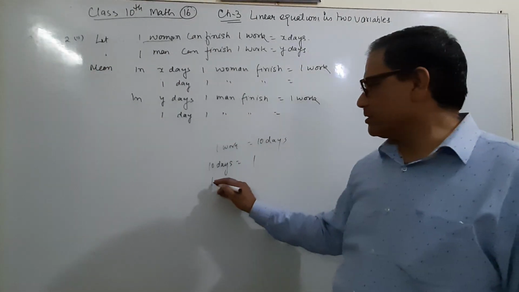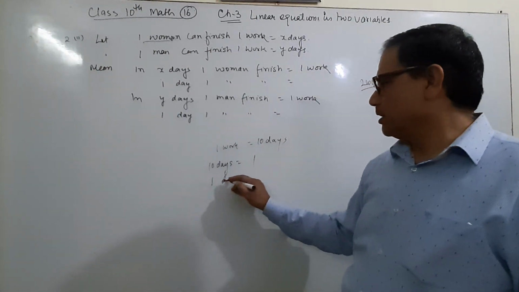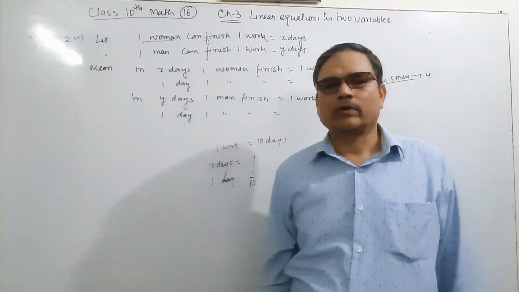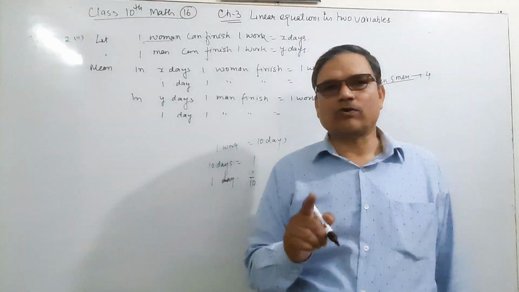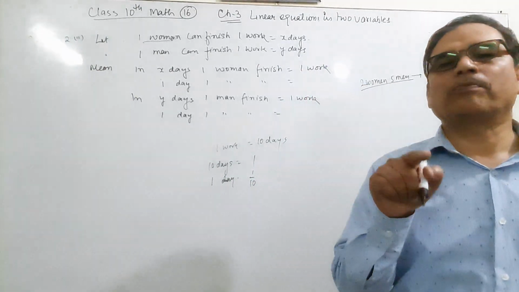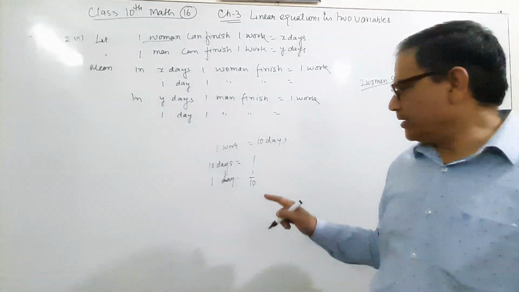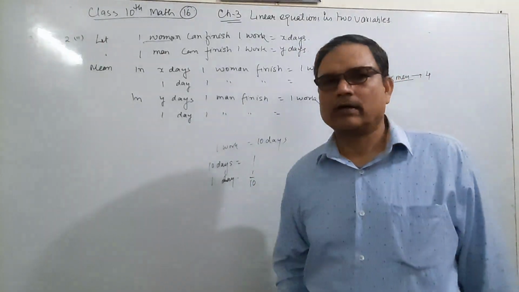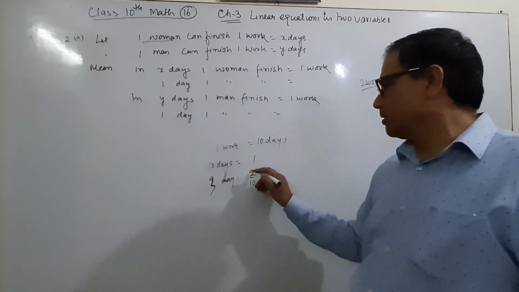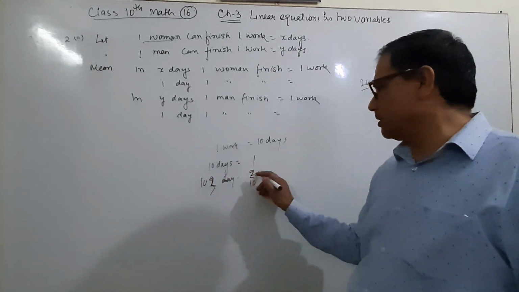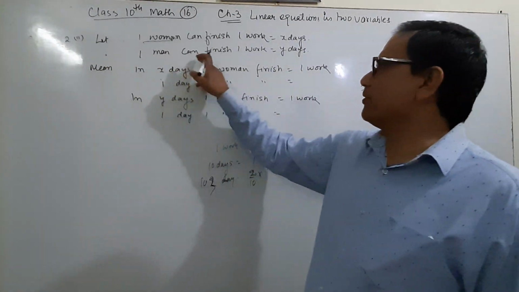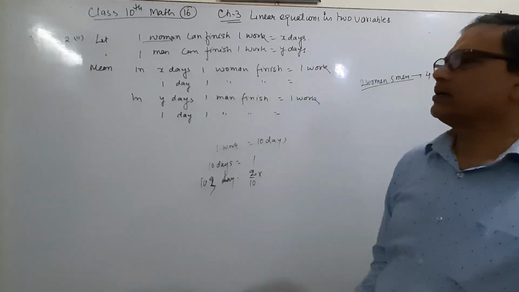So how much work is done in 1 day? In 1 day, it means 1 by 10. If I finish a piece of work in 10 days, then in 1 day my work is the 10th part, 1 by 10. And in 2 days, how much can I finish? 2 by 10. In 3 days, 3 by 10. In 10 days, 10 by 10, which is equal to 1. Similarly, 1 man can finish 1 work in y days.